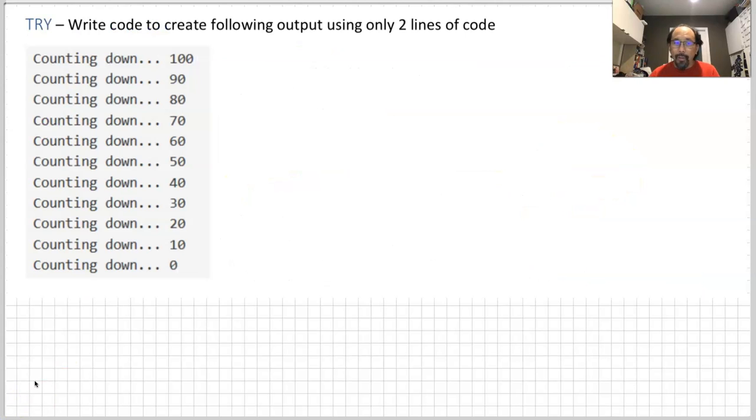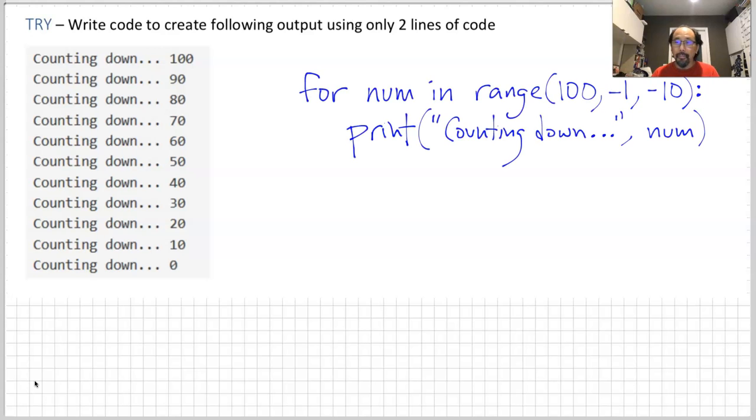Okay, for this try problem, I want you to do this on your own. Why don't you pause the video right now, and I'm going to count to 3 and show the answer. 1, 2, 3. So this is one possible solution, and there's many. I could put right here the number negative 2, negative 3, all the way up to negative 10 as a way of making it stop at the 0 here.